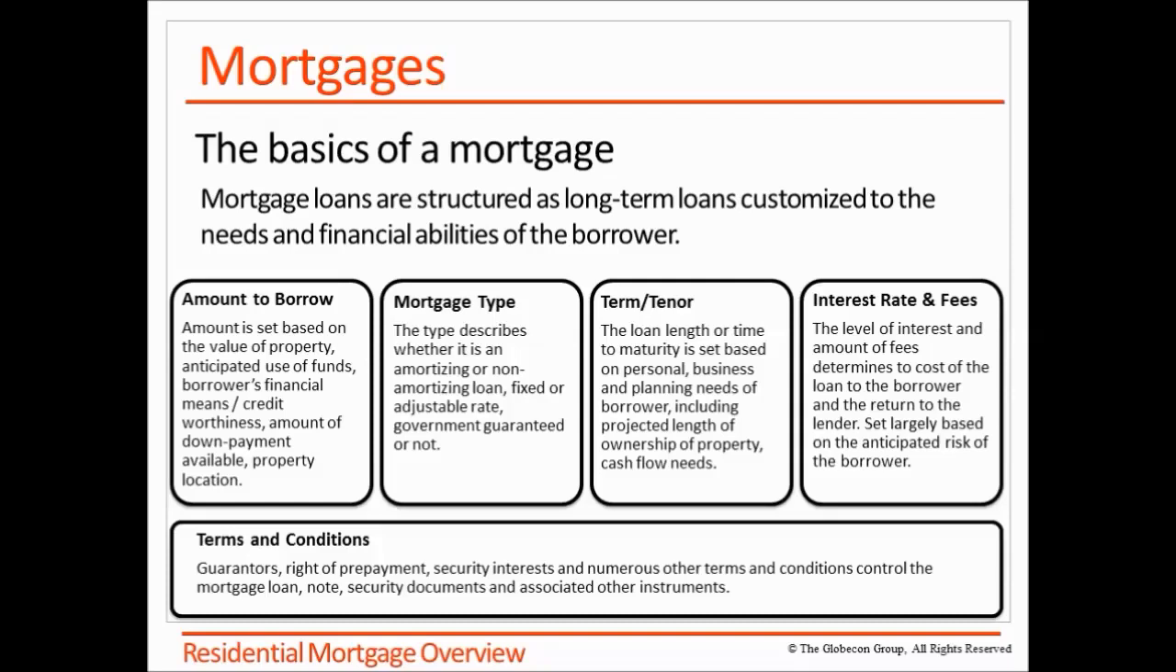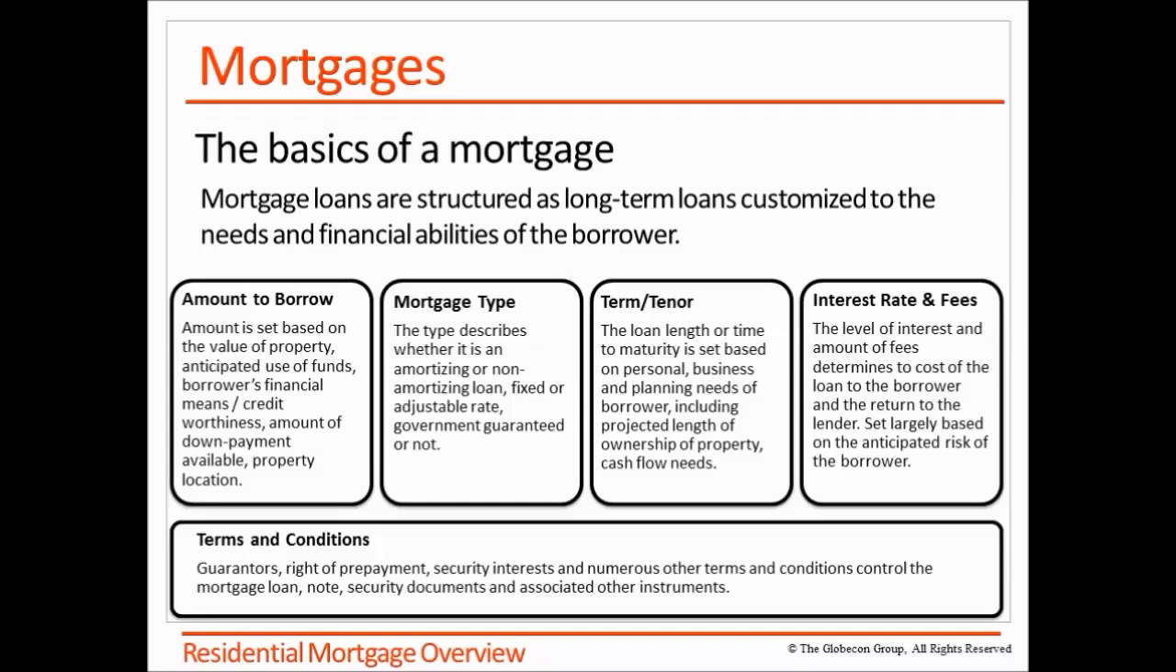The next common element is interest rate and fees. So the level of interest and amount of fees determine the cost of the loan to the borrower and the return to the lender. This is set largely based on the anticipated risk of the borrower. So the higher the risk of the borrower, the higher the interest rate and fees. The lower the risk of the borrower, the lower the interest rate and fees. So these are the four main elements that are important in every loan: the amount to borrow, the type of mortgage that you're getting, the term or the tenor, and the interest rates and fees.